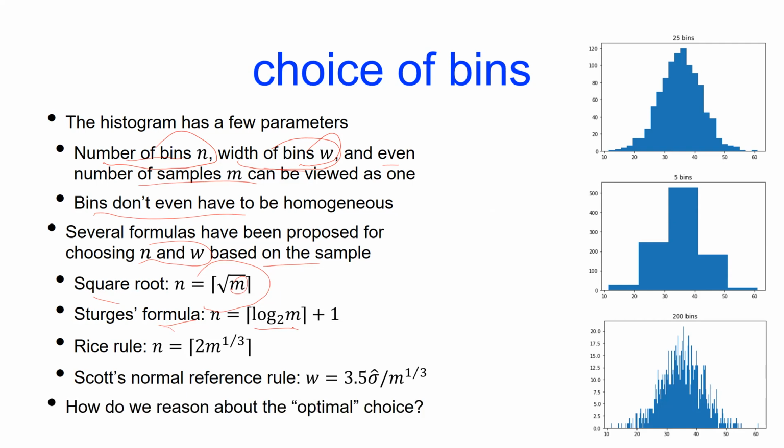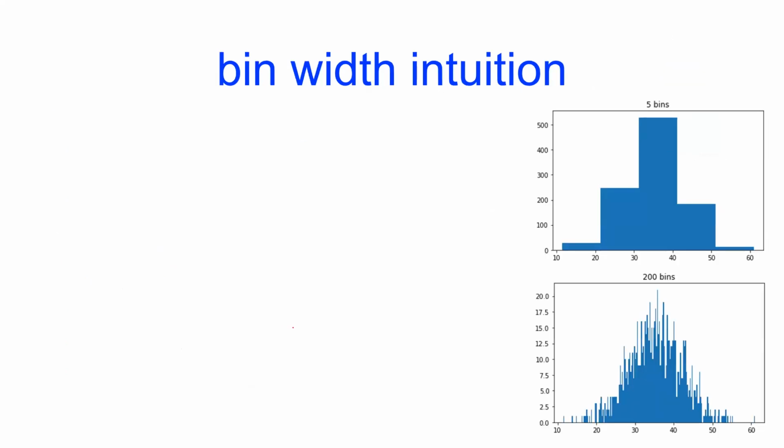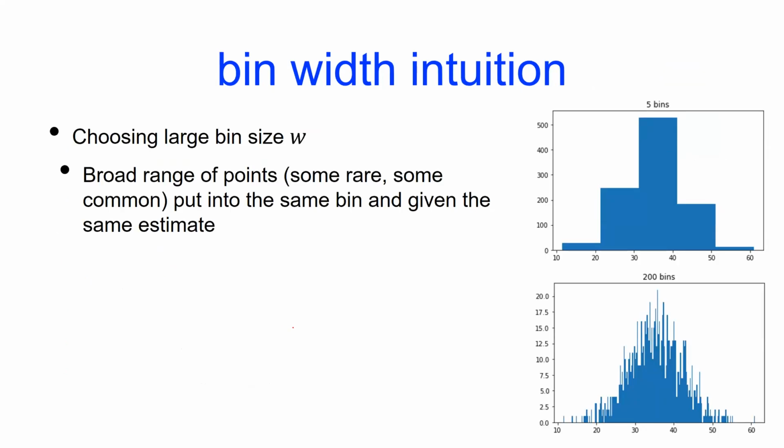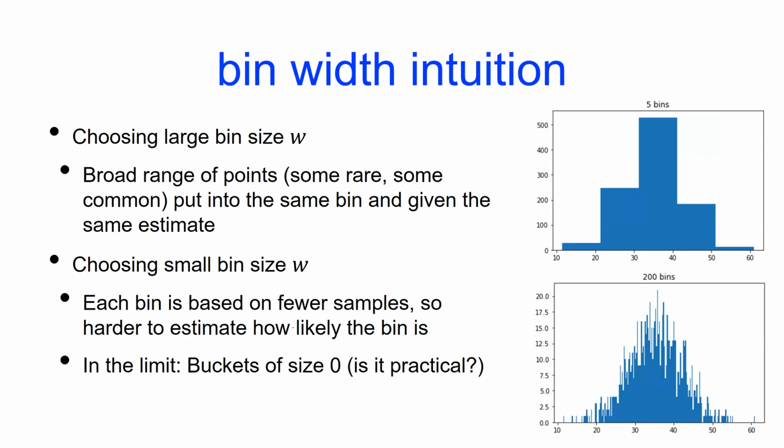But what is the optimal choice? Of course, to define the optimal, we need to say what it is optimal for, right? In terms of being visually appealing, or in terms of what? In this class, we will talk more about mathematical optimality.